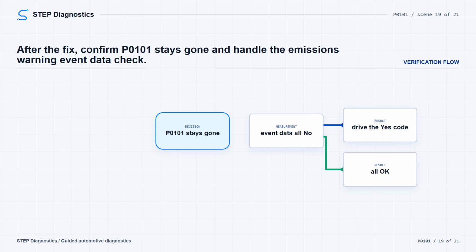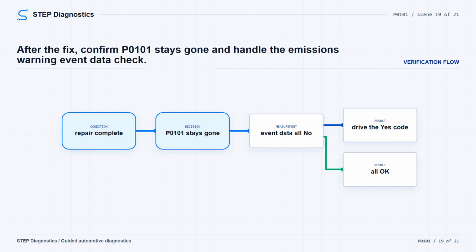For P0101, there is one more check tied to emissions warning event data. With ignition on and the vehicle in service mode, look at the event data under the EGR system malfunction warning data list. The specified state is that all of those parameters display no. If any event data parameter displays yes, operate the vehicle under the monitor gates for the DTC identified by that yes parameter. If all display no, the result is all okay.